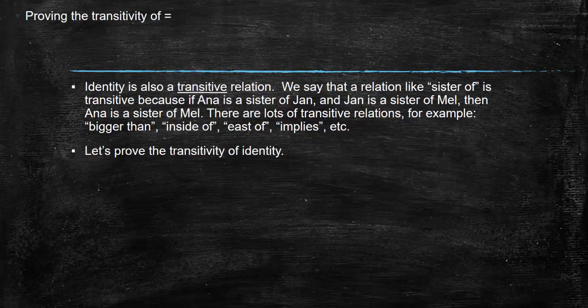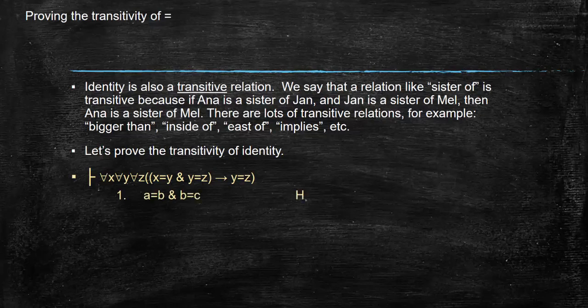So let's prove the transitivity of identity. What that amounts to is proving this theorem. Let's prove that for all x, for all y, and for all z, if x equals y and y equals z, then x equals z. Now I'm sure you can do this. It's going to proceed in almost exactly the same way as the previous proof. So take a whack at it.